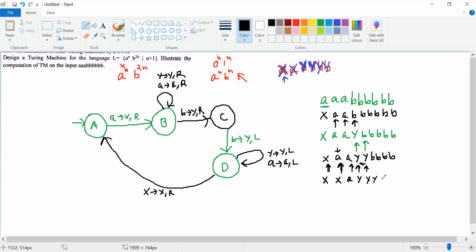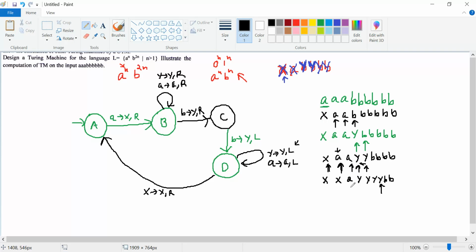So I replace this with Y. Then in C, if I see a B again, I'll replace that B also with Y, right? Then I have BB. So once I am in state D where I have seen a Y, I'm moving left now. So I've marked off B with Y, and then I'm moving left. So I'm here now. If I move left, I'll see Y, so I'll just skip.